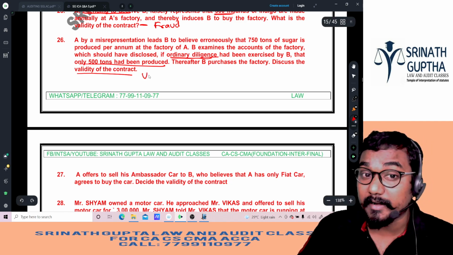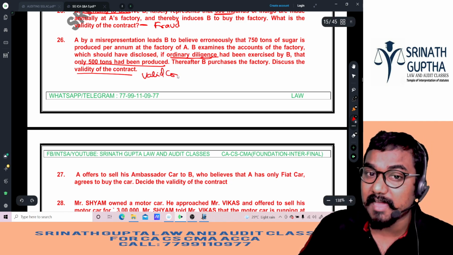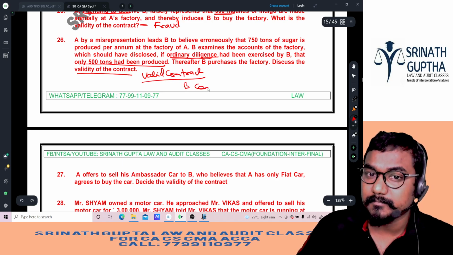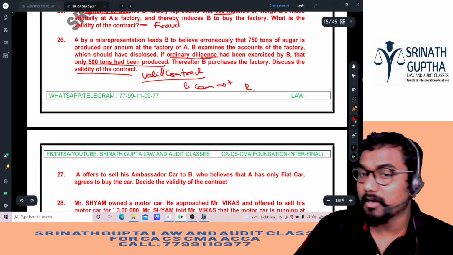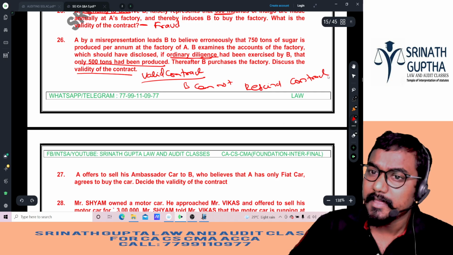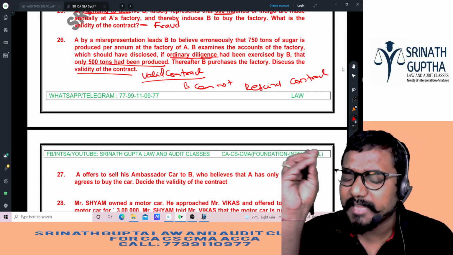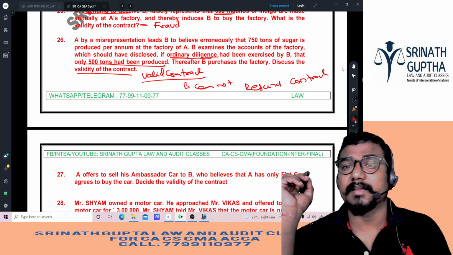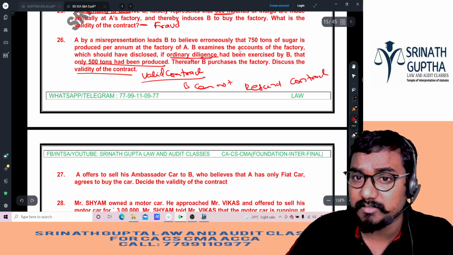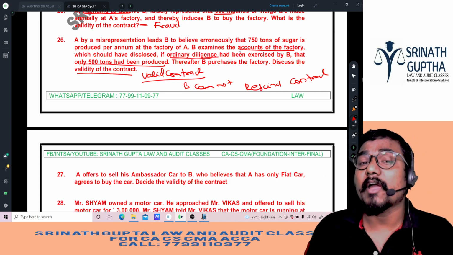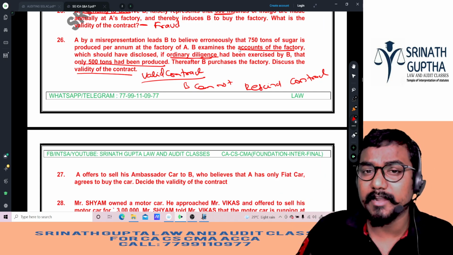B cannot. Contract is valid. B cannot rescind the contract, because when B is buying a factory, he knows that the maximum production is only 500 tons, because he has examined the books of accounts of the factory also, and he knows that only 500 tons can be produced.